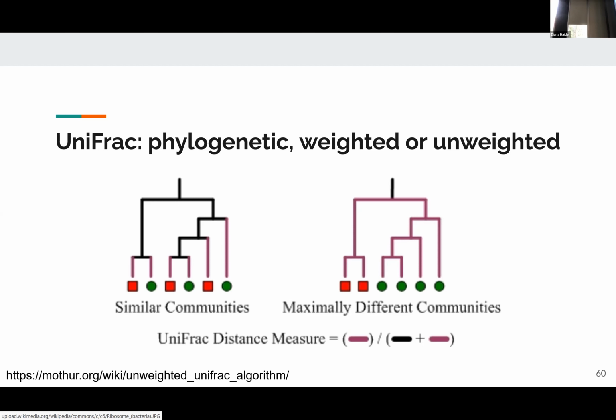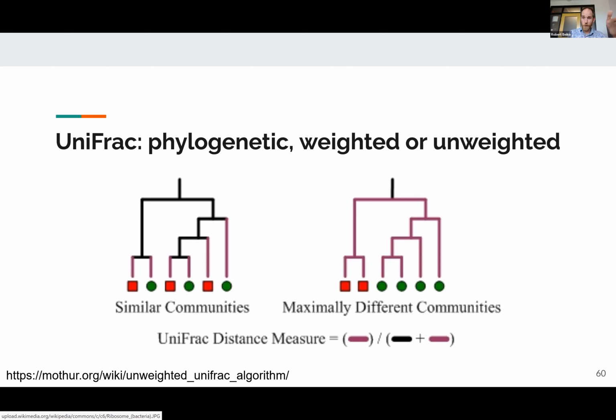And so, purple corresponds to branches that cover only one community. On the left, you see that you've got purple branches that lead to the red squares and purple branches that lead to the green circles. But notice that the parent branches are black. Black branches are branches that cover members of both communities.